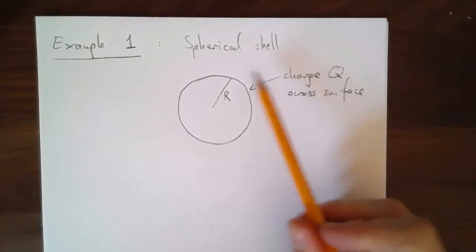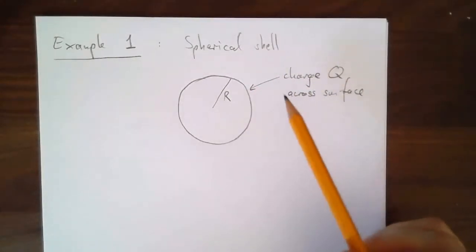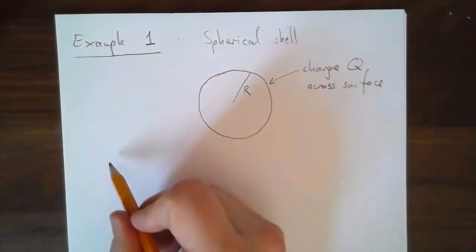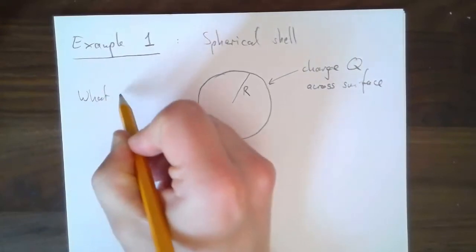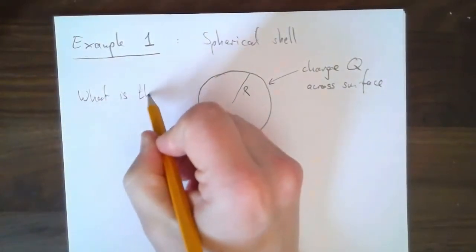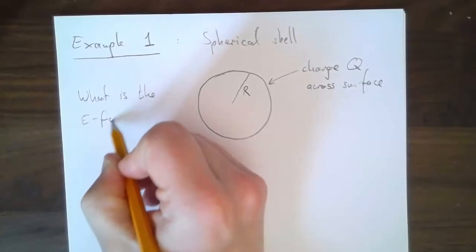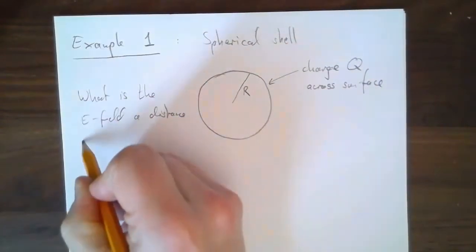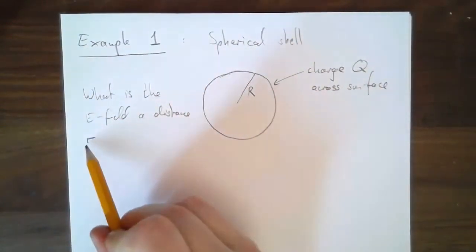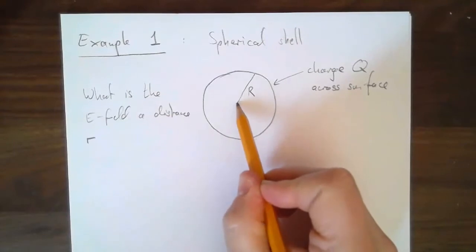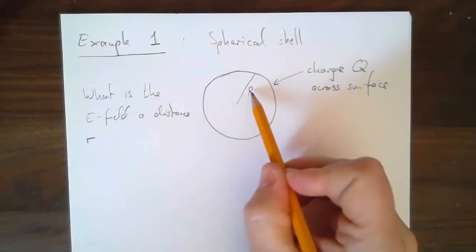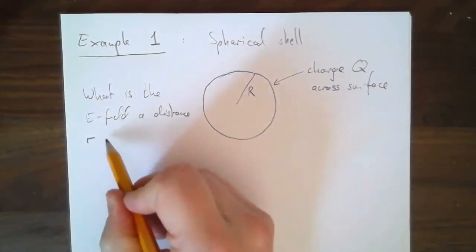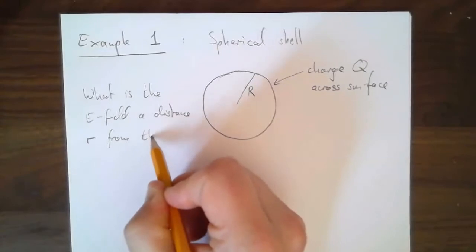But we're actually not going to need to do that. I want to figure out what is the electric field at distance r. So I'm using little r to mean the distance from the center where I want to find the electric field, and big R to be the fixed radius of the sphere. The distance r from the center.